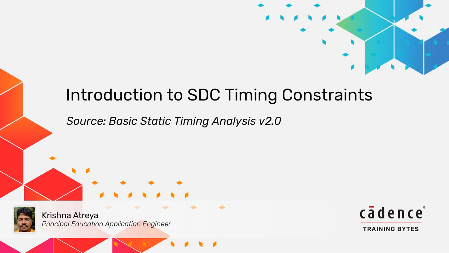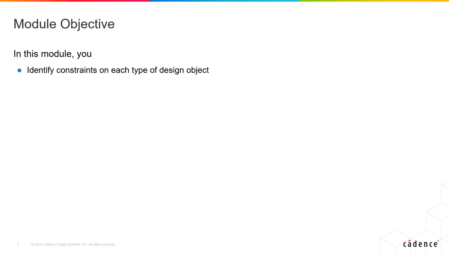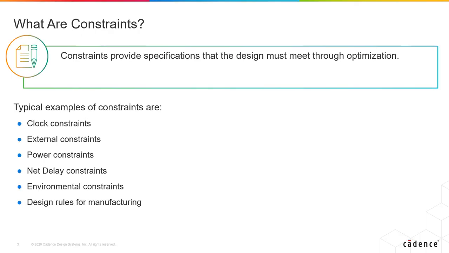Let's look at SDC constraints. In this module, we'll identify what design objects are, and the constraints on the different types of design objects. Then, we'll look at design-level constraints, environmental constraints, and all the different types of constraints that are in an SDC format. Constraints provide all the specifications that our design must meet through optimization.